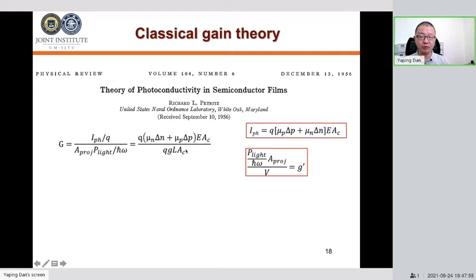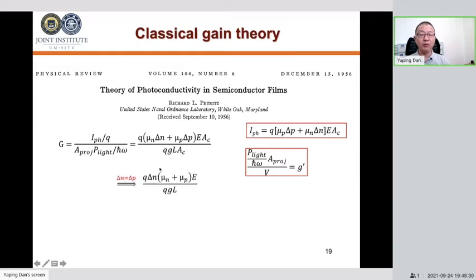So this Q and the Q are canceled. And then for the cross-section, the projection area times light intensity divided by h bar, that part is actually equal to G prime. We replace this part with G prime times the volume, which is equal to L times the cross-section area. So basically, we can cancel out the cross-section area and cancel out the Q.